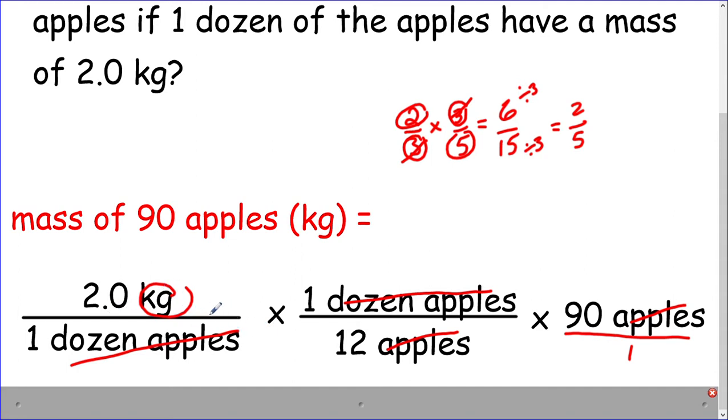We multiply the tops together, so we do 2 times 1 times 90, and then we divide that by the bottom, or 1 times 12. So 2 times 90 is 180, and then 180 divided by 12 equals 15, and then my only unit left over is kilograms. So 15 kilograms is the average mass of 90 apples. And likely you were able to get to the 15 in a different way, but it's this dimensional analysis piece that's going to pop up as we go through this chemistry unit.